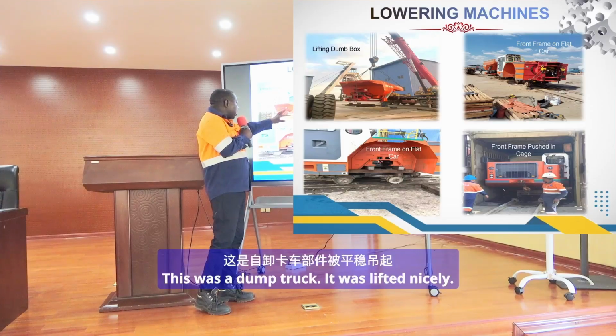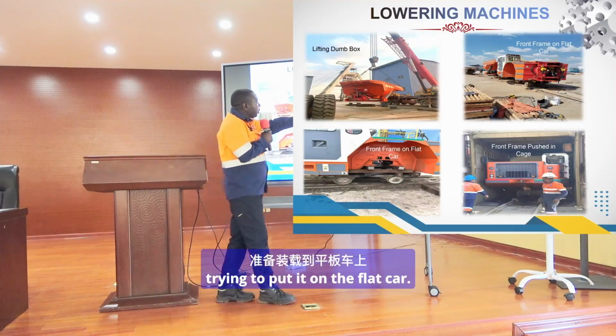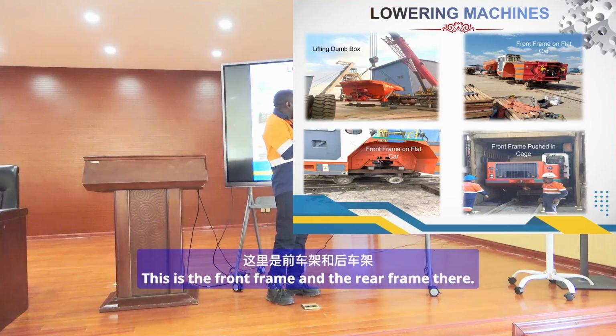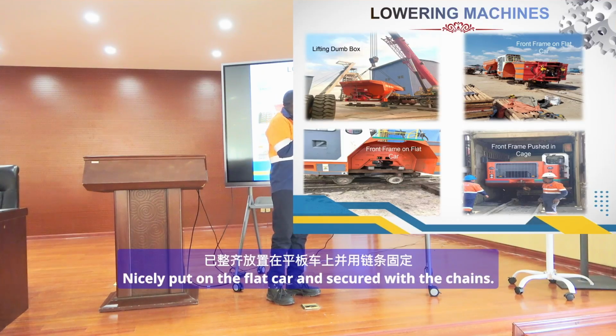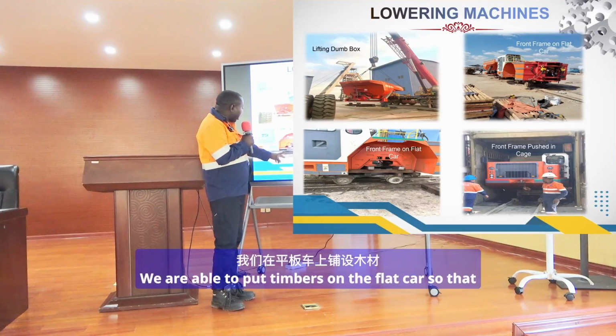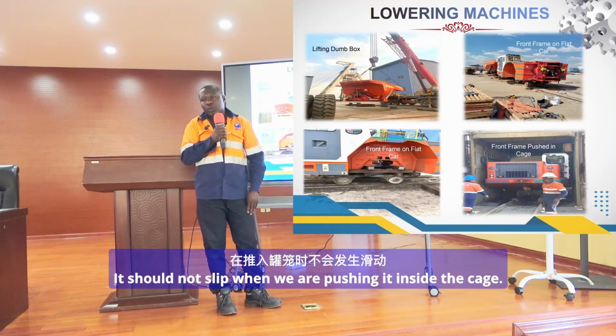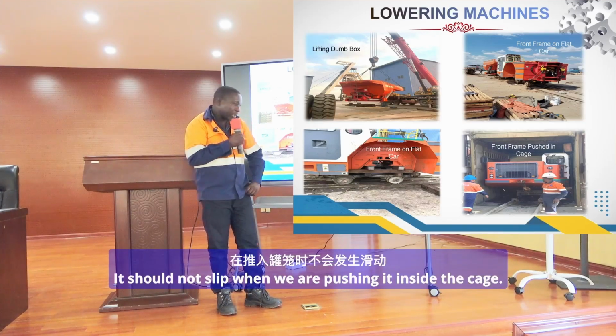So you see, this was a drum track, lifted nicely, well supported, separated from the other frame, trying to put it on the flat car. So this is what we have done. This is the front frame and the rear frame there, nicely put on the flat car and secured with the chains. We are able to put timbers on the flat car so that it can position flat. It should not slip when we are pushing it inside the cage.